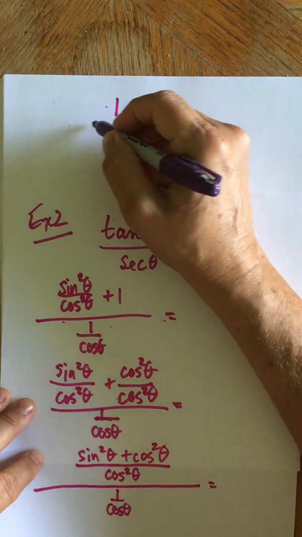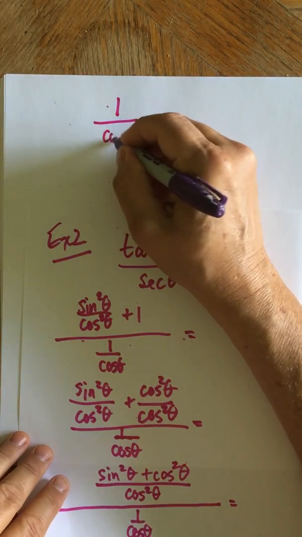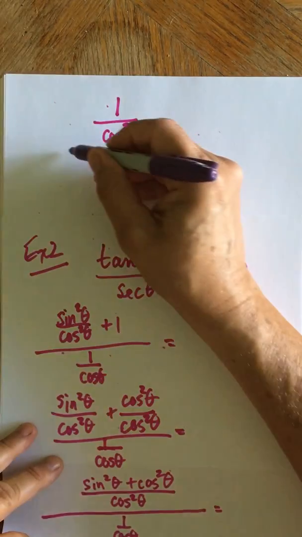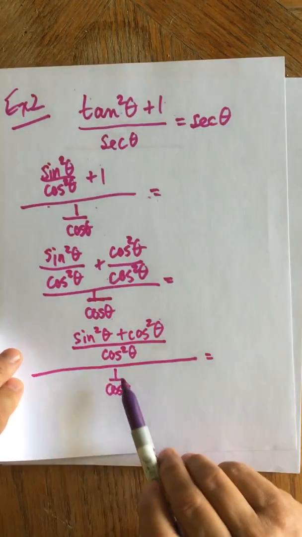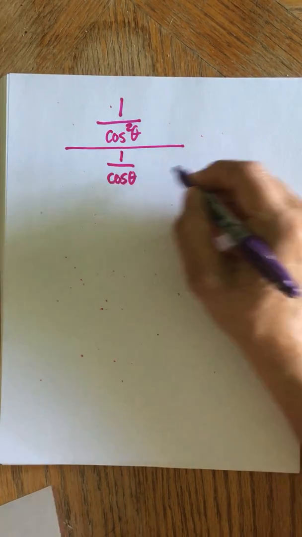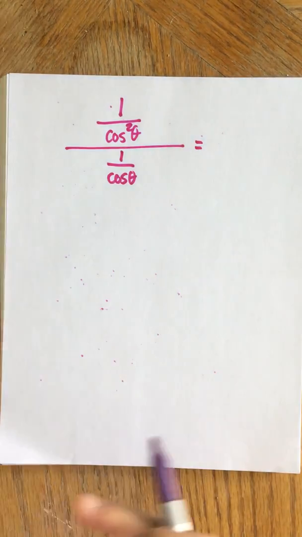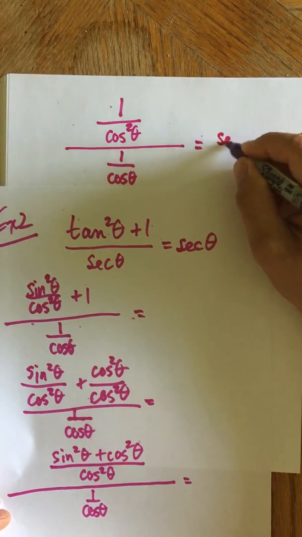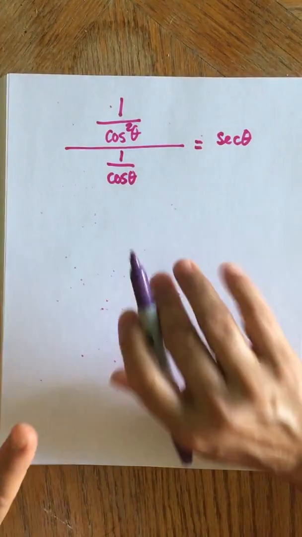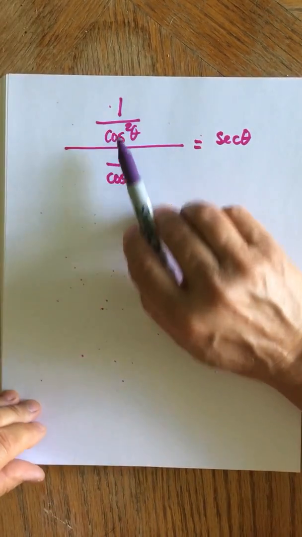1 over, now its denominator is cosine squared, so I'll say cosine squared here. Now I have this big fraction bar, this is the other fraction, and then 1 over cosine. And remember, this is supposed to equal secant theta, so I'll just write that here. So now this is looking a lot better. Now I have a fraction over a fraction.